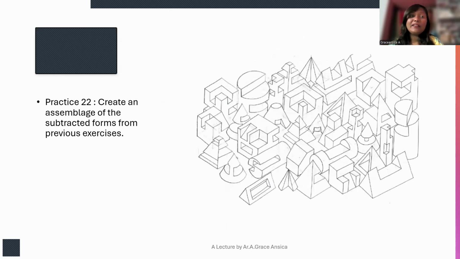Practice 22 is going to be a little more difficult than the rest, but you have already solved most of the problems. You have already done the subtraction. You already know how to do a solid and everything. Now that you have so many subtracted solids in hand, you're going to create an assemblage using 15 to 20 solids. Okay, and you're going to make a composition in isometric. So this will be the end of your practicing month.